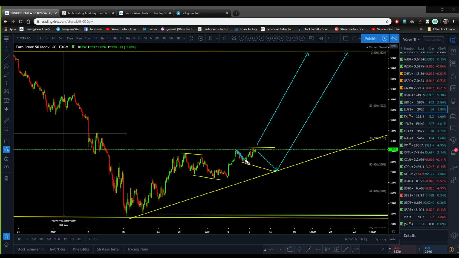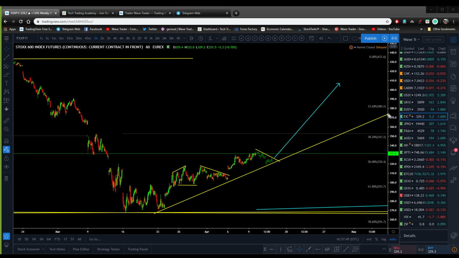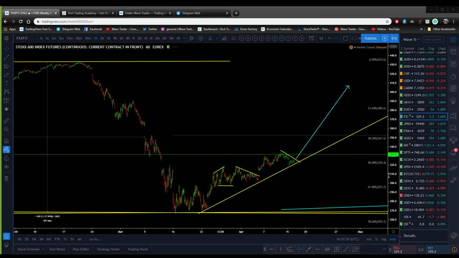Expanding triangle, continue to go higher or breakout. Breakout, form another correction and stay trending for upside recovery. Last week we were expecting this breakout to happen, broken out, form another correction and continue to go higher. Stock 600 form another correction, stay trending for upside.